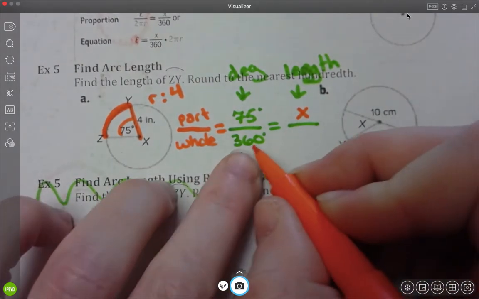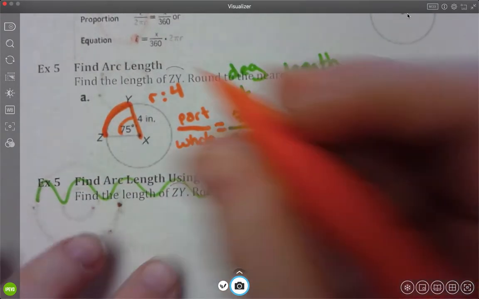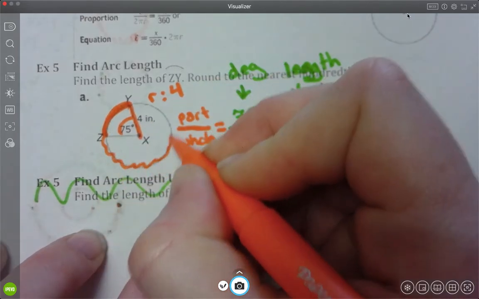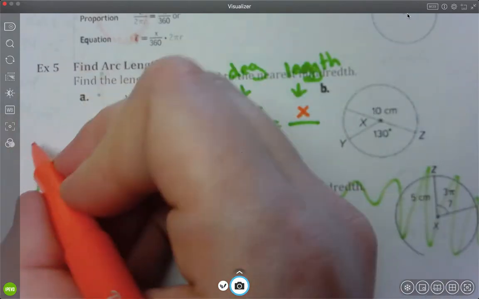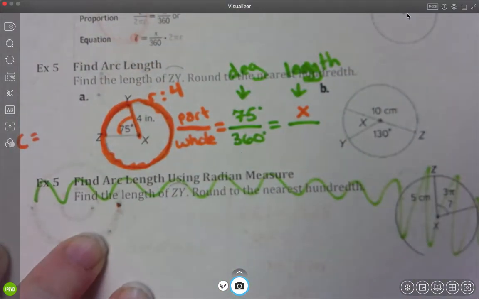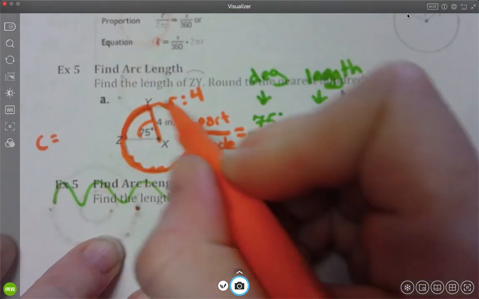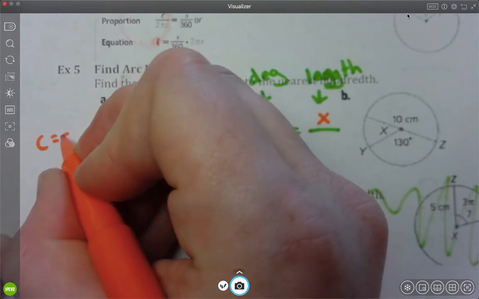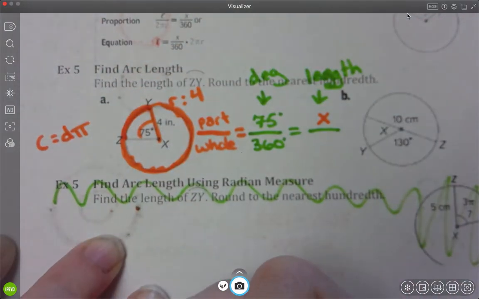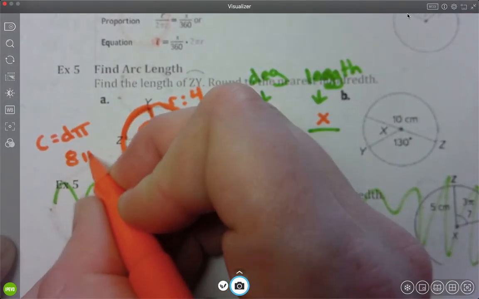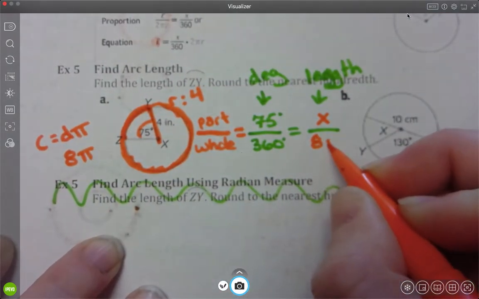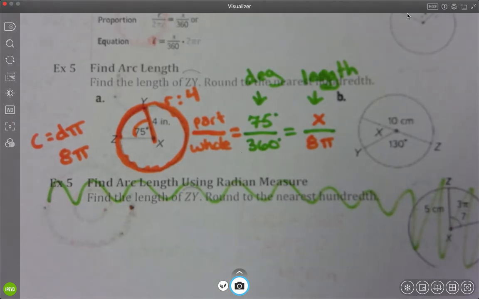But I can figure out what the length of the whole thing is. That would be the length all the way around. Well, what's another name for the length of the whole way around? That's going to be the circumference, which is diameter times pi. If the radius is 4, the diameter is going to be 8. So I have 8 times pi, and I'm just going to leave 8 pi in there, rather than putting it out as a decimal right now.